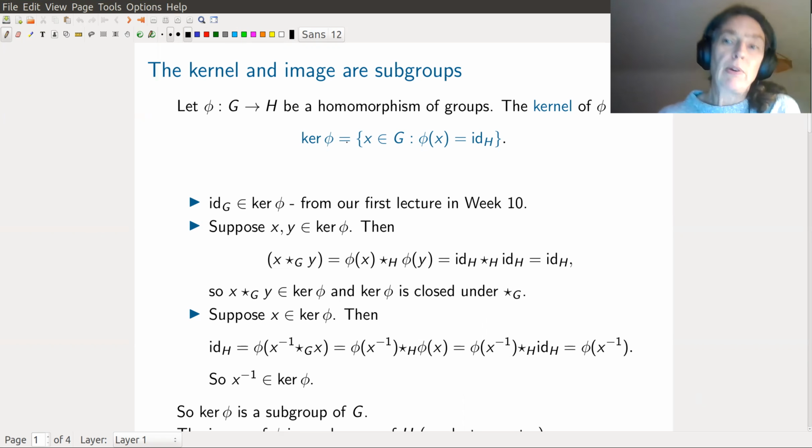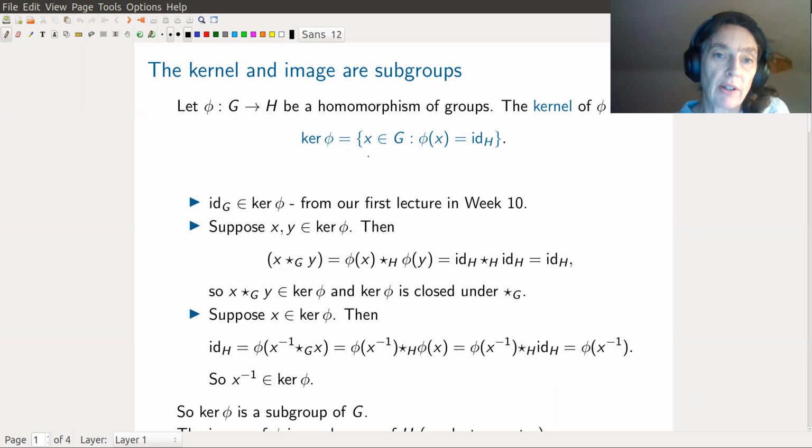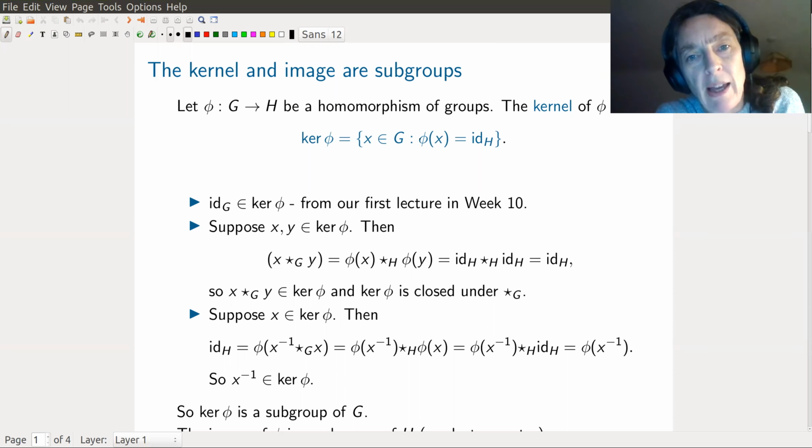So the strategy for proving this is exactly the same template as we always have for showing that something is a subgroup of something else. We have to show that the identity element is there, that it's closed under the group operation, and that it contains the inverse of each of its elements in G. So the first part of that's already done. If you haven't looked at the first lecture from this week yet, have a look at it, it's there. We know that the identity element in G has the property that its image under a group homomorphism phi is the identity element in H.